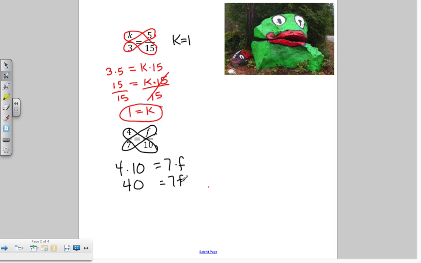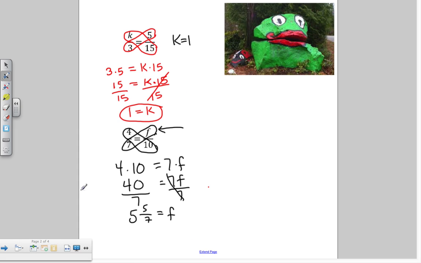Well, now how am I going to figure out what f is? Well, I have multiplication here, so I'm going to use the inverse operation, which is division. Divide by 7, divide by 7, and I get f equals 40 divided by 7. Well, if you have a calculator handy, do that. But if you don't, you can use a mixed number. 7 goes into 40 how many times? Oh, 5 times with 5 left over. So f equals 5 and 5/7. So this f right here equals 5 and 5/7. In order to equal 4/7, it would be 5 and 5/7 over 10.